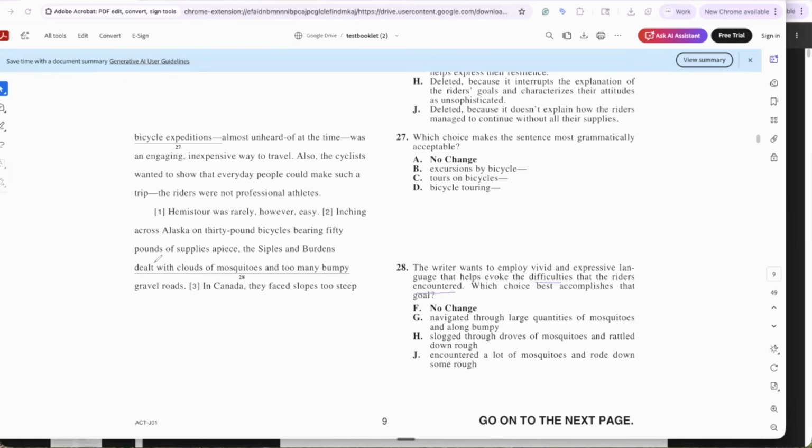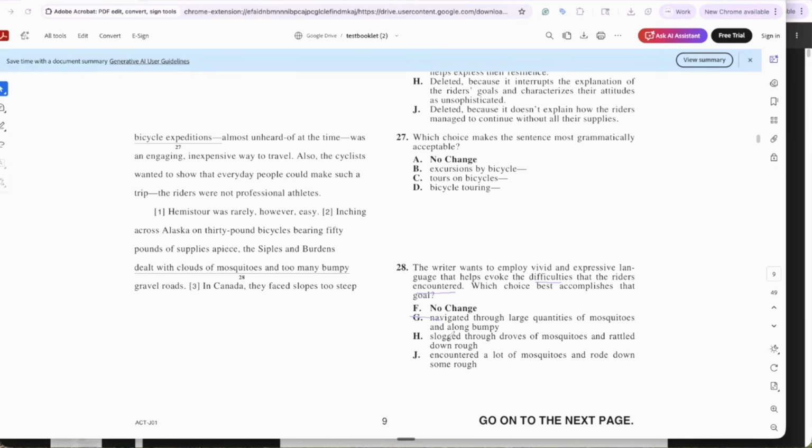So if you look at F, it says dealt with the clouds and mosquitoes and too many bumpy gravel roads. That's not bad. Like that one's pretty good. But let's go back to it. She navigated through large quantities of mosquitoes in a long, bumpy. So this one, if I had to compare between F and G, I would say if you're going to be more vivid and expressive, I would eliminate G.